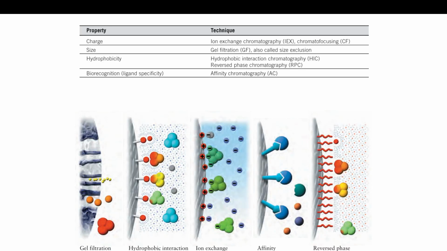So, last week we looked at a few chromatographic techniques like hydrophobic interaction chromatography and ion exchange chromatography. And this week, we will be looking at gel filtration or size exclusion chromatography and affinity chromatography.